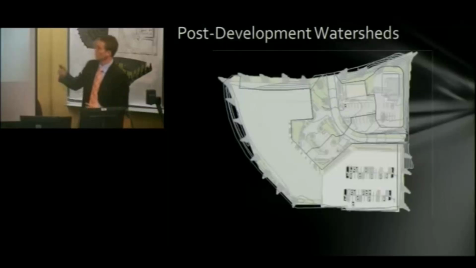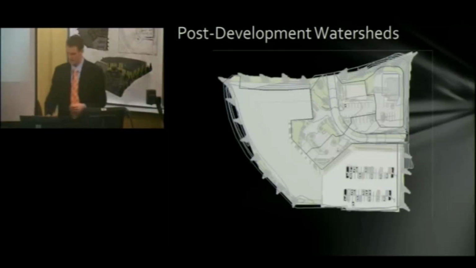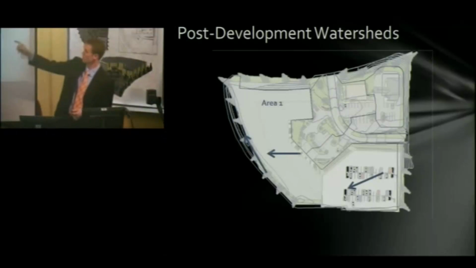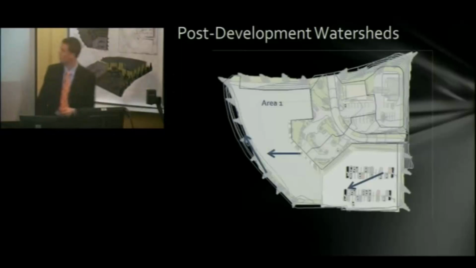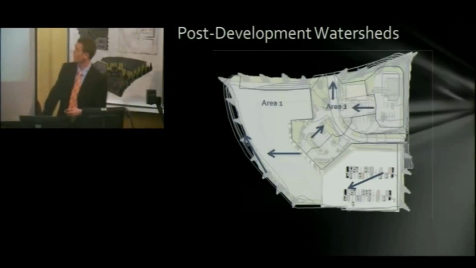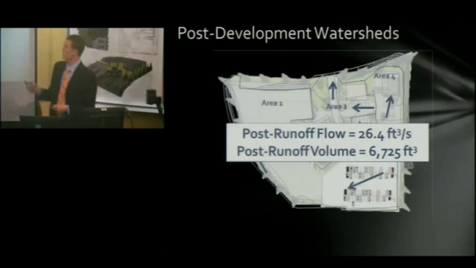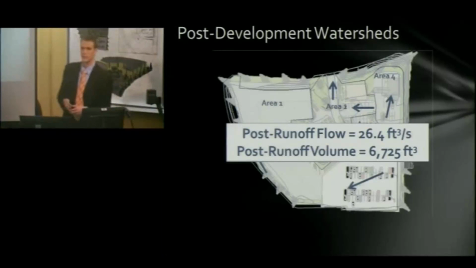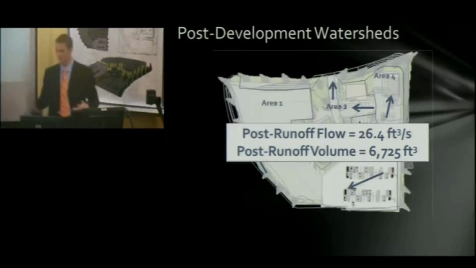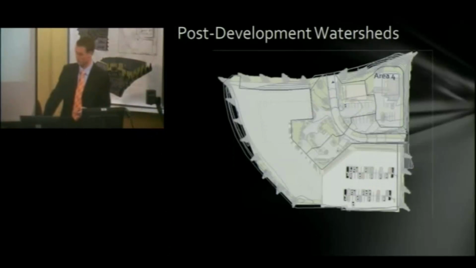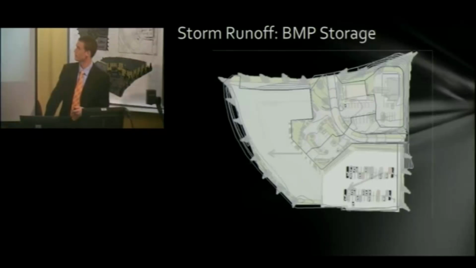So, when we went to design our site, we actually decided to go with 4 areas, watersheds. The first one is the hotel and the structured parking. And the second, third, and fourth are up in the northeast area, and those include the parking lot, the restaurant, and the bank. That amounted to about 3 times more flow than the pre-development and about 50% more volume. So how are we going to deal with that? Well, that's where our storm management design came in.